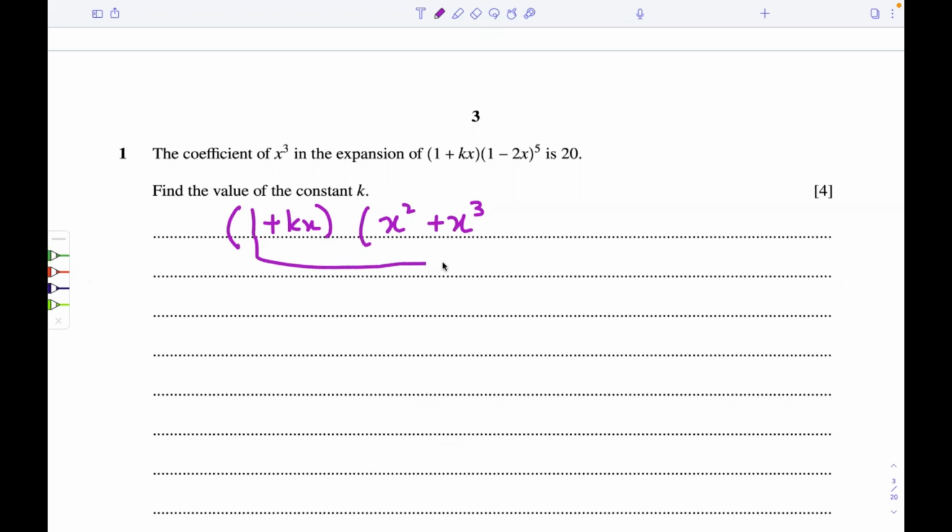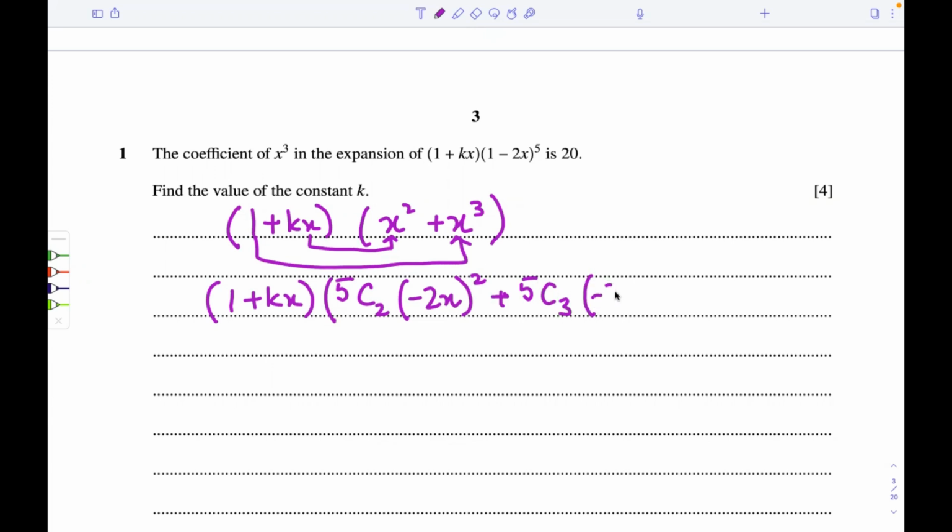So 1 will multiply by x cubed and it will give us a term in x cubed. The kx will multiply by x squared and it will give us a term in x cubed as well. We'll add it up and equate it to 20. Now to expand (1 − 2x)^5, we just need the coefficient of x squared and x cubed. So we can write it as 5C2 (−2x)^2 + 5C3 (−2x)^3.